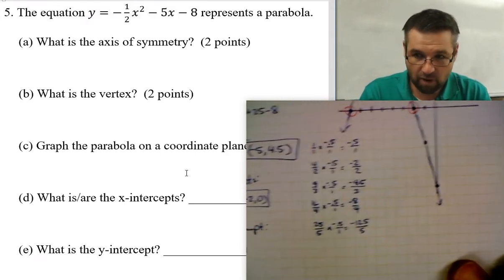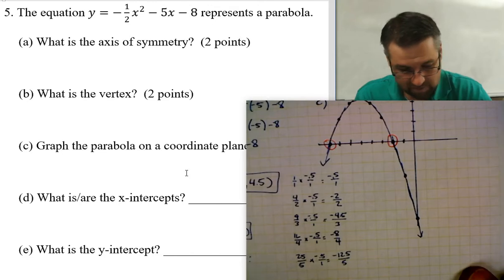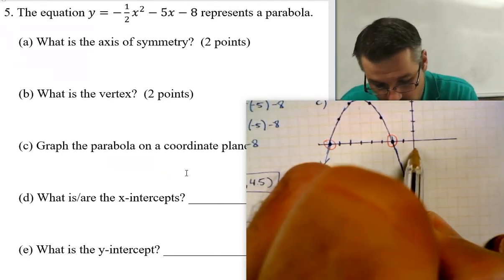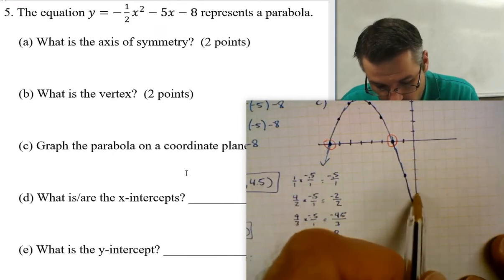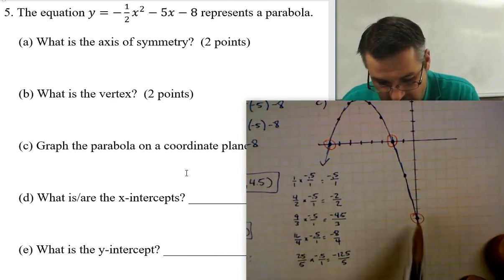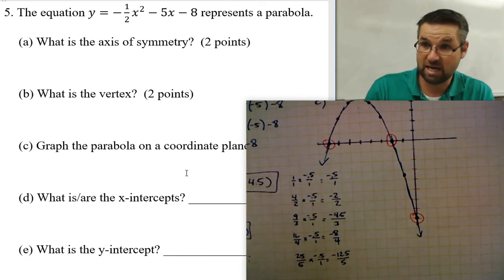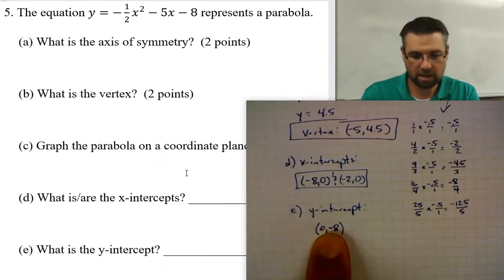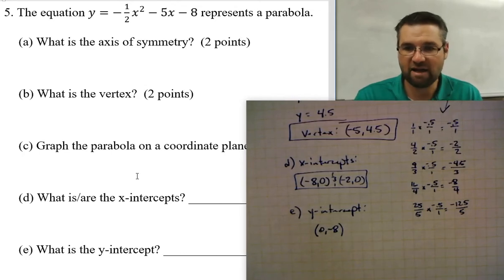So if I go over to my graph, the y-intercept can be seen right here. Well, let's see if I graphed it right. If I go down 1, 2, 3, 4, 5, 6, 7, 8, you can see that I went down 8. My y-intercept is 0, -8. Okay, so that wraps up number 5.